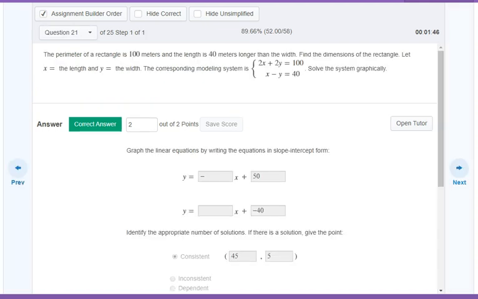We're getting toward the end. There's 25 questions on this final. Here they want you to solve each equation for y, put it in slope-intercept form, and pause it and see if you can do that.